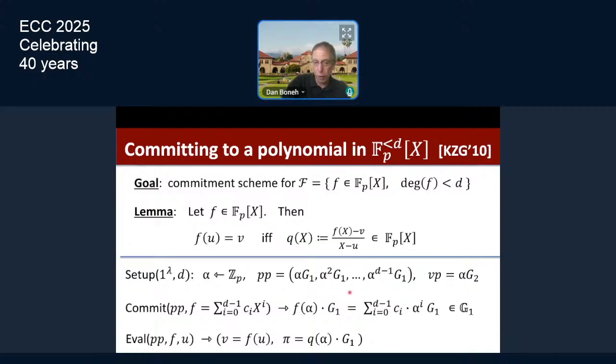Now, the way we do an evaluation is basically using the lemma that I just said. So what we'll do is the evaluation proof. We tell you what V is. We'll tell you that f of u is equal to V. And the way we prove that f of u is equal to V is simply we evaluate this quotient polynomial that I defined over here at the secret point alpha times G1. And again, the committer can evaluate Q of alpha using the tower of powers. Tower of powers lets you evaluate Q alpha times G1 without actually knowing what alpha is, and that allows you to generate this evaluation proof.